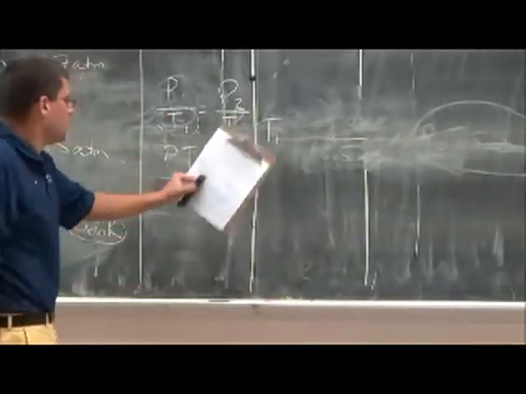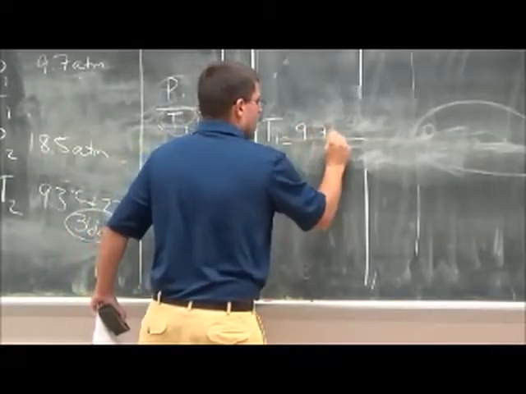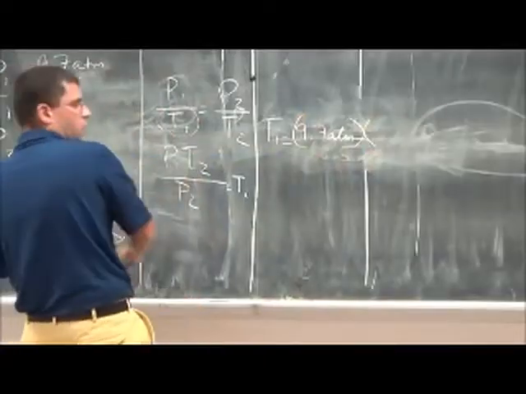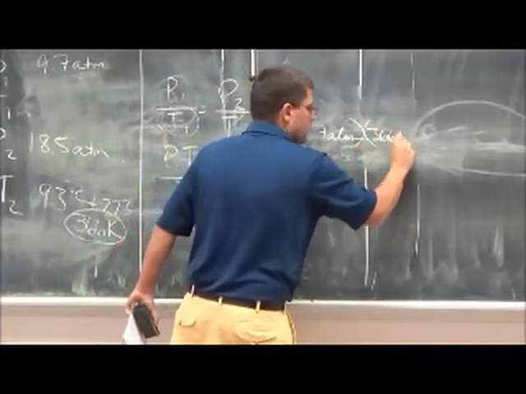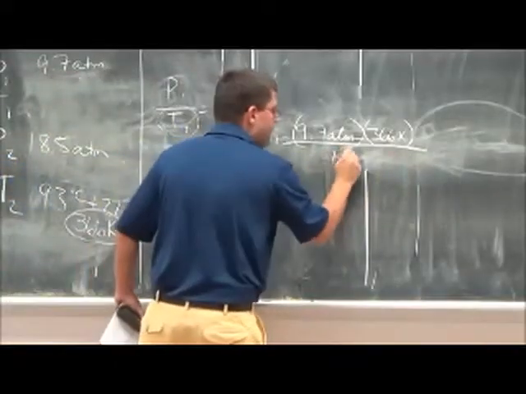All right, here we go. We're solving for T1. So we've got 9.7 atmospheres times T2, 366 Kelvin, divided by 18.5 atmospheres.